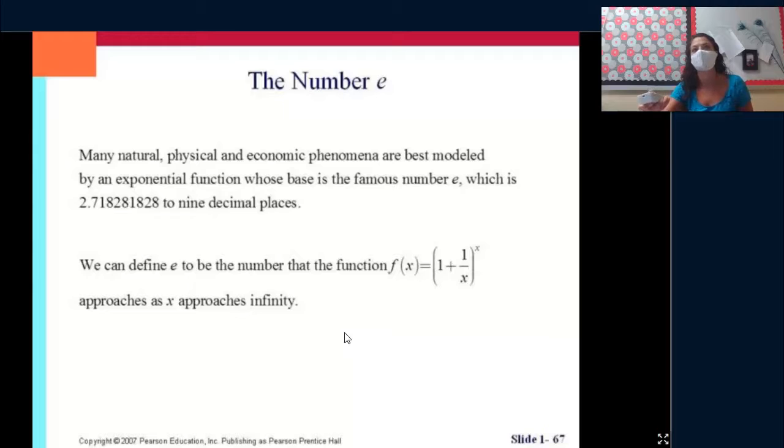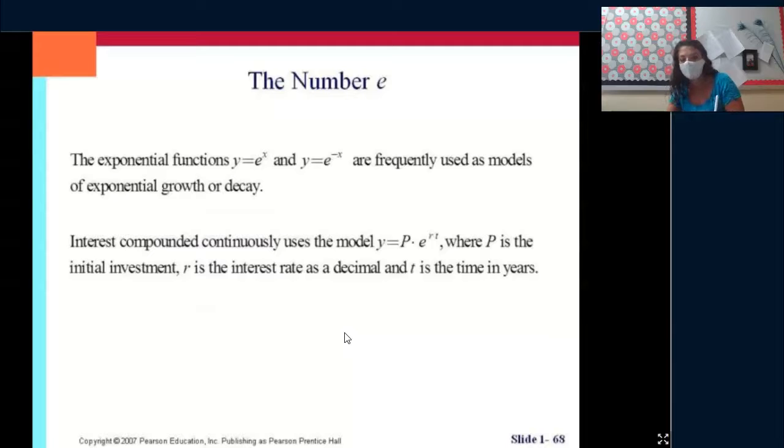So e is actually a function that occurs when you have f of x equals (1 plus 1 over x) to the x power. And we look at it as x is going to infinity. We're going to talk a lot about x approaching infinity because that is a large part of limits, which is coming next in chapter 2.